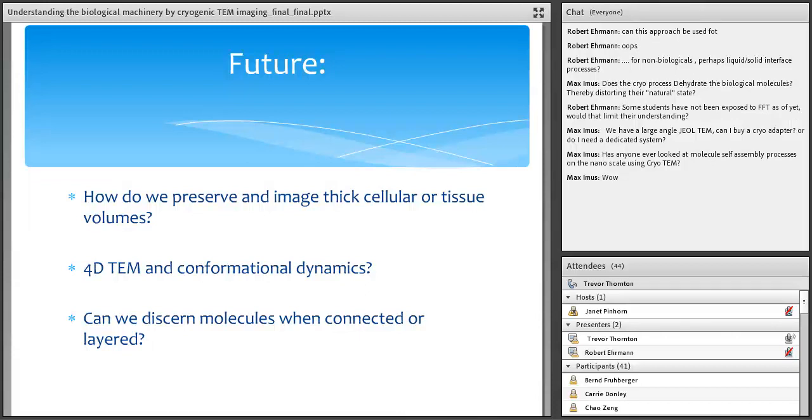And so finally, can we discern molecules that are connected or layered upon each other within these volumes? And that's going to be a large computational challenge that a lot of people are beginning to move towards.